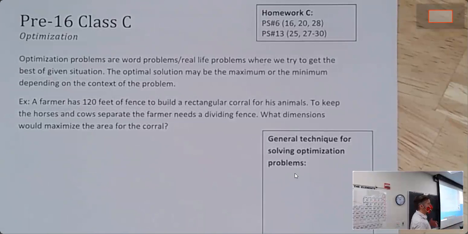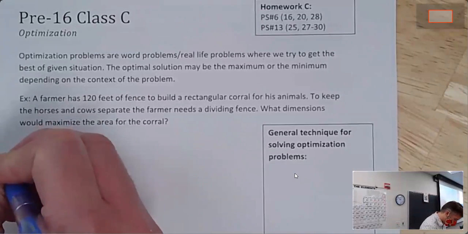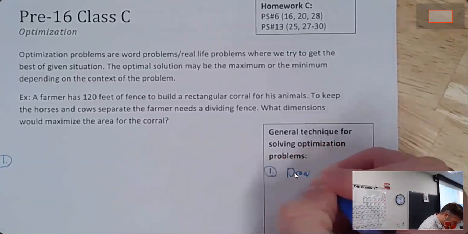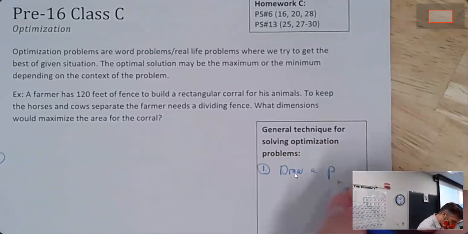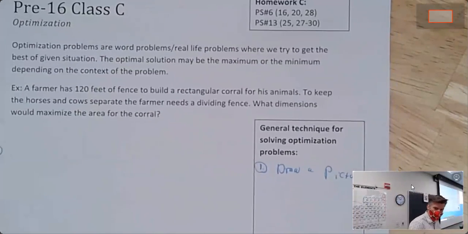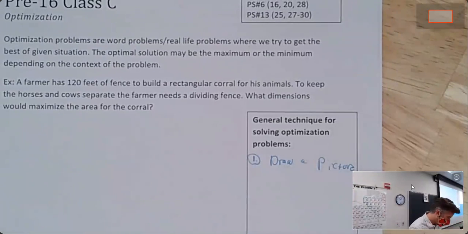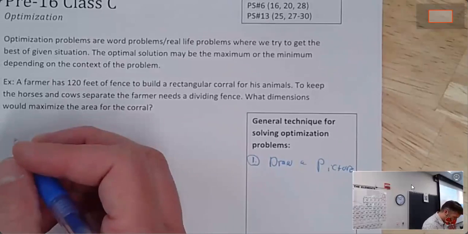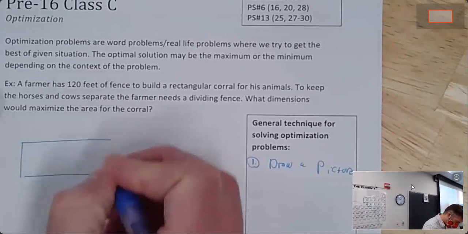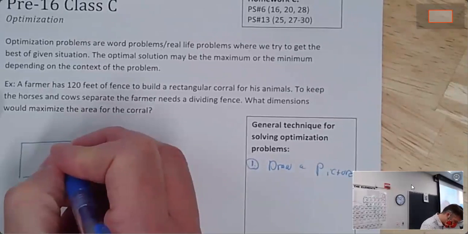So when I'm doing an optimization problem, not always, but a lot of the time, the first thing I'm going to do is just draw a picture of the situation. So I'm going to make some little notes over here. First step is often to draw a picture. You guys can see that? Yes, you can see that. Draw a picture. So I'm building a rectangular corral, and there's going to be a dividing fence in the middle.